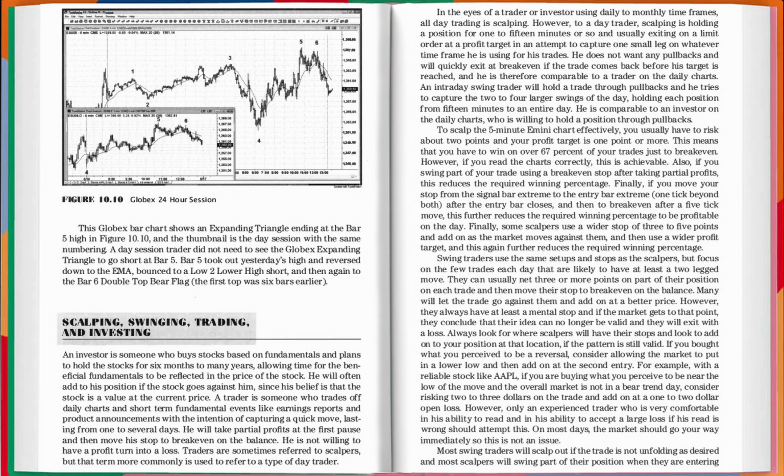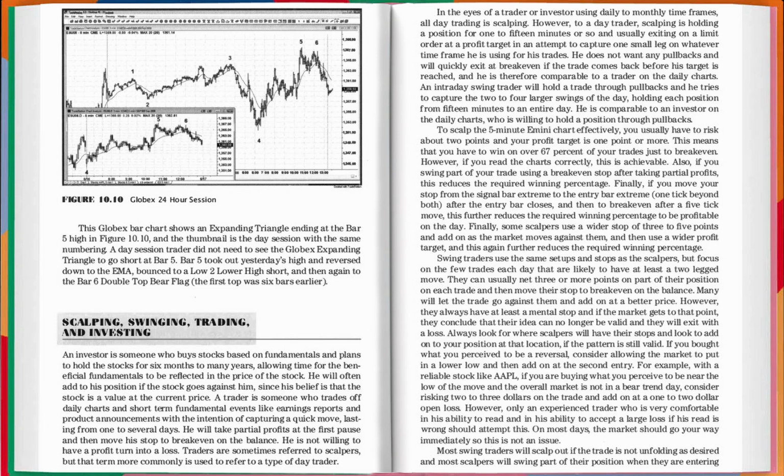For example, with a reliable stock like Apple, if you are buying what you perceive to be near the low of the move and the overall market is not in a bear trend day, consider risking $2 to $3 on the trade and add on at a $1 to $2 open loss. However, only an experienced trader who is very comfortable in his ability to read and in his ability to accept a large loss if his read is wrong should attempt this. On most days, the market should go your way immediately, so this is not an issue.